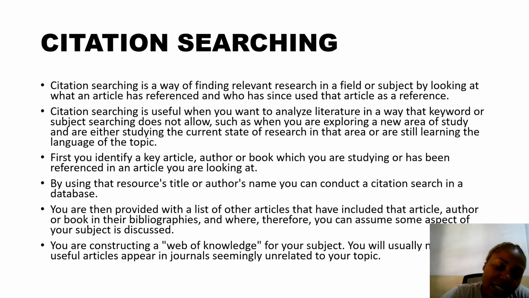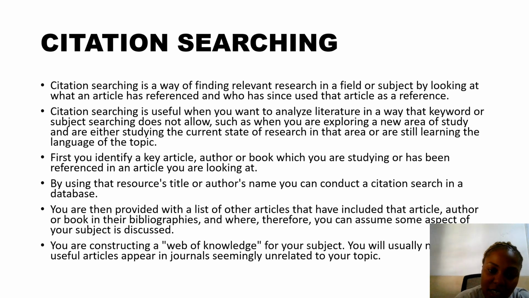Then if you don't want that, there's another method called citation searching. Citation searching is a way of finding relevant research in a field or a subject by looking at what an article is referenced and who has since used that article as a reference. It is useful when you want to analyze literature in a way that keyword or subject searching does not allow, such as when you are exploring a new area of study, studying the current state of research in that area, or are still learning the language of the topic.